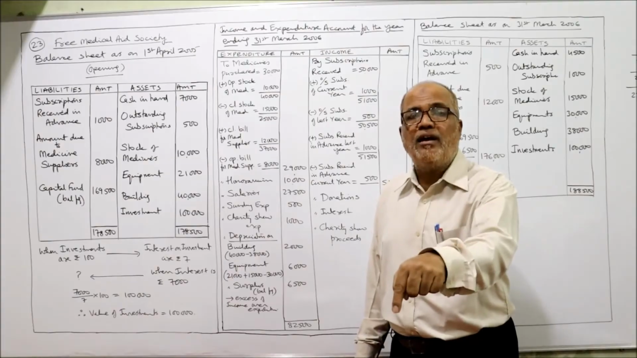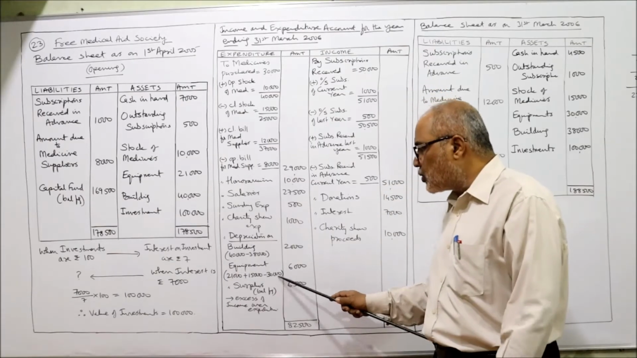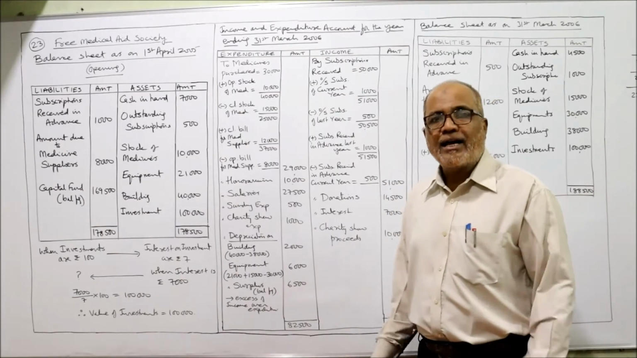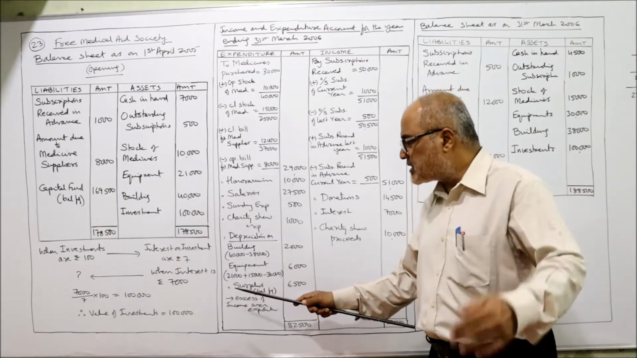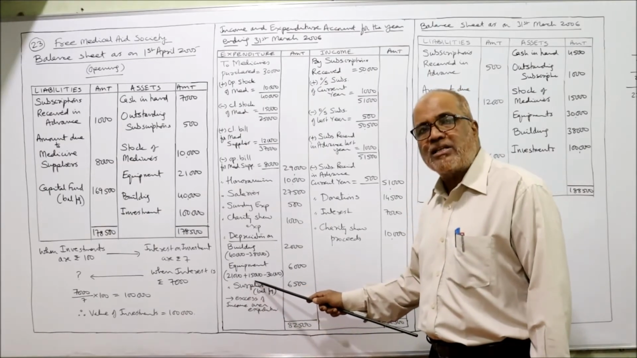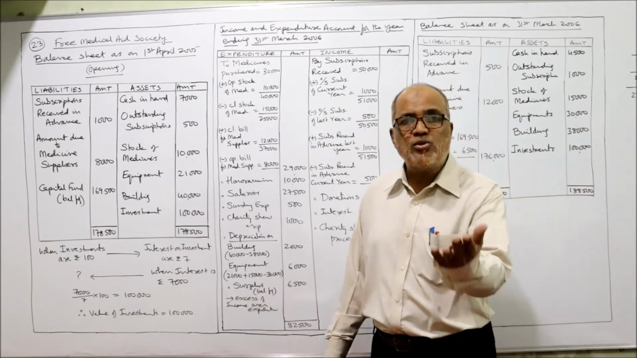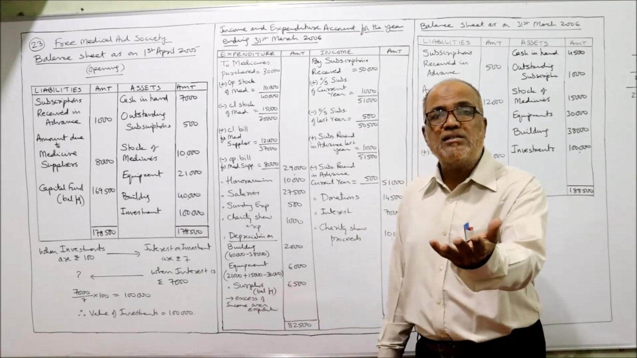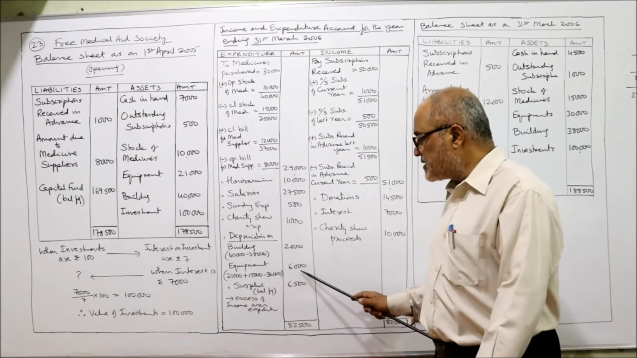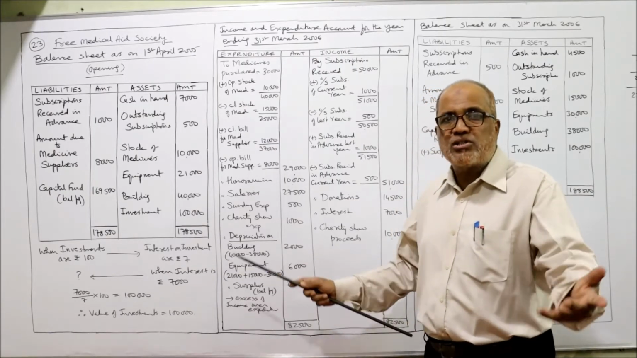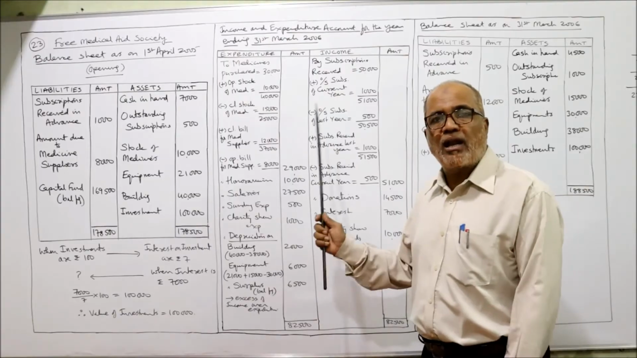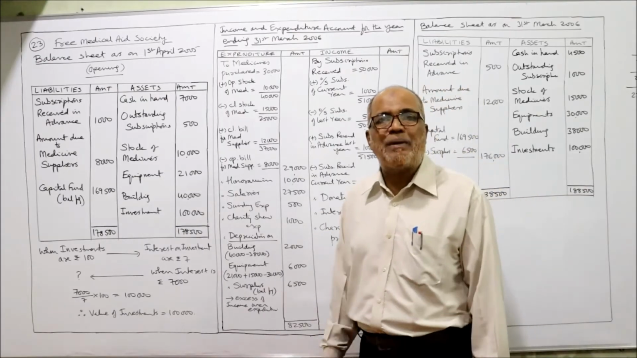But at the end of the year, the value of equipment is shown as 30,000. Actually, it should be 36,000 because last year it is 21,000 and the current year purchased 15,000. So it should be 36,000, but it is only 30,000. So the remaining 6,000 is the depreciation. That's all. So we have completed all the revenue incomes and revenue expenditure.